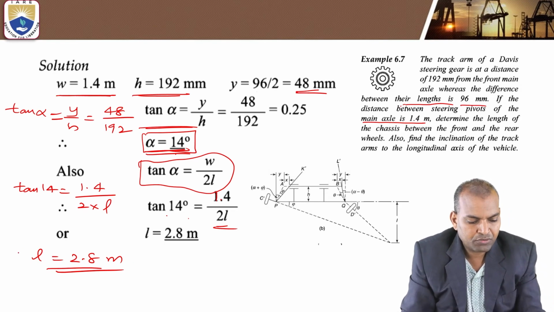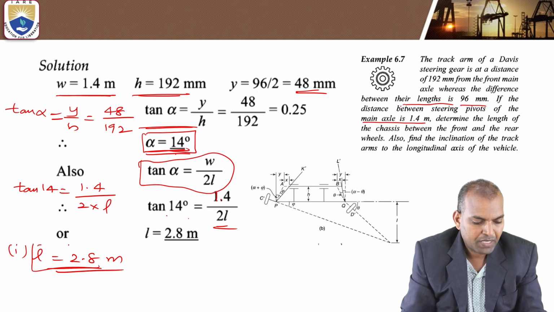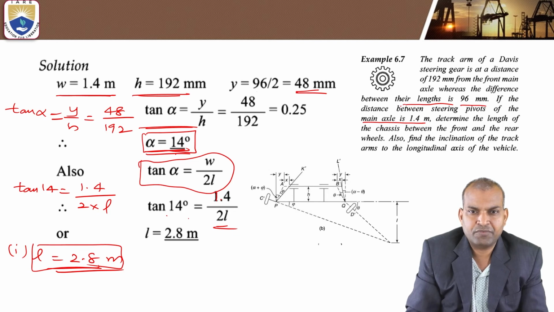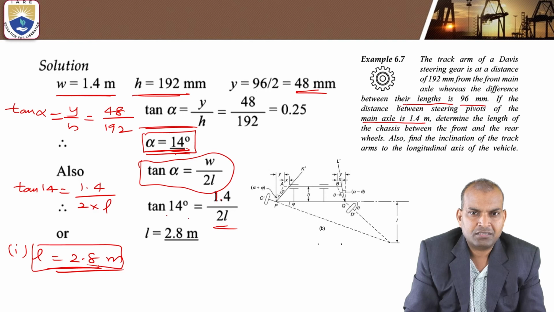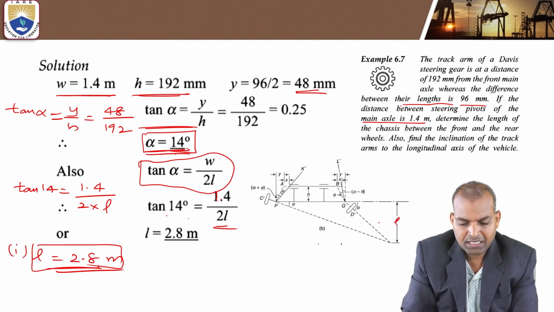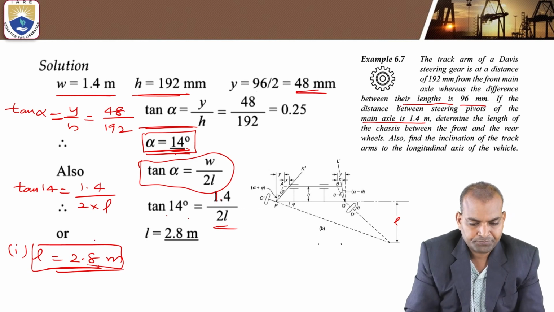That is the first objective achieved. This is the first objective. What does the wheel base mean? It is the distance between the axles, front wheel axle to rear wheel axle. That length, that distance, is L. That is, L is the wheel base.